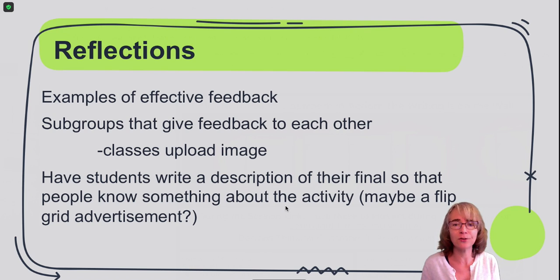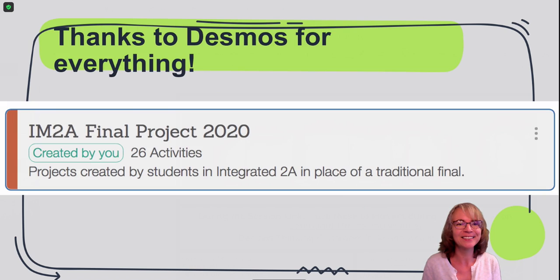Have students write a description of their final if I'm letting them choose again, so that they know what kind of final they're choosing. They didn't really know. They would just click on somebody because they knew the person. So maybe even like a Flipgrid advertisement for their final.